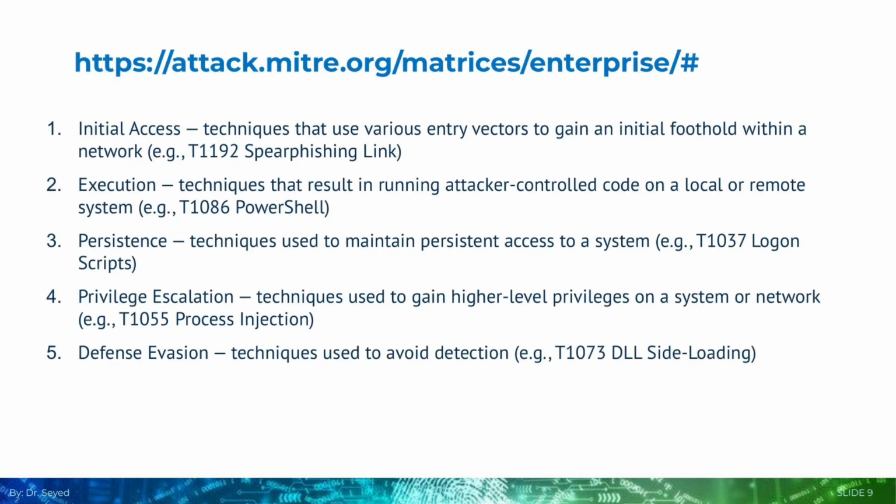Let's look at the actual attack techniques, starting with the first moves in a cyber chess game. Initial access is how they get in, like a spear phishing link. Once they have a foothold, execution is running their code, maybe using PowerShell. Then they want persistence to stay on the system, perhaps using logon scripts. After that, they try privilege escalation to gain higher access and defense evasion to hide from security teams.